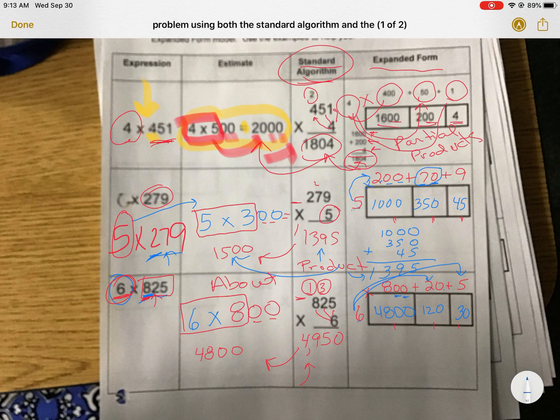And then I have those partial products. So now I'm going to pull these partial products out, lining up my place value. I'm going to add it all up. And I'm going to get 4,950, which is the exact same thing I had in the standard algorithm. And they are both reasonable when I look at 4,800.